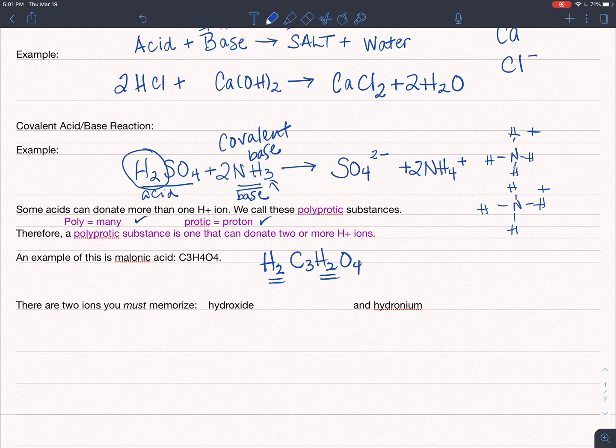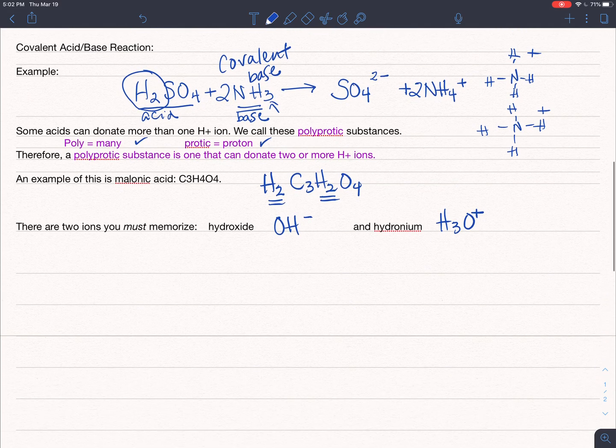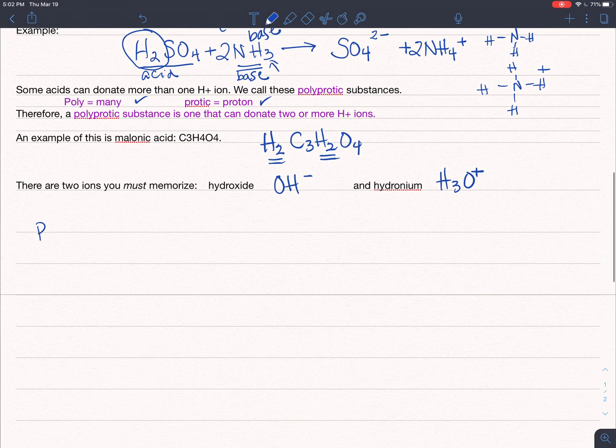So there you go. Also, just FYI, there are absolutely 2 ions that you need to memorize for this chapter. One, of course, is hydroxide, that is OH minus, and hydronium, which is H3O plus. And that takes us to our last topic of the day, which is the pH scale. Let's take just a minute to talk about that.